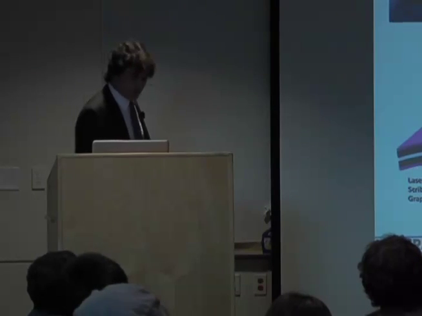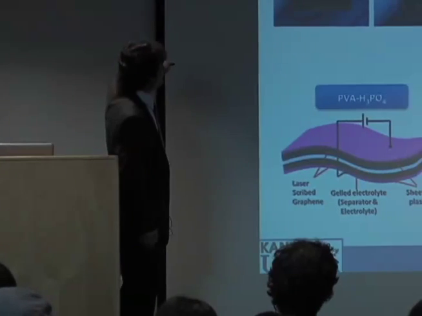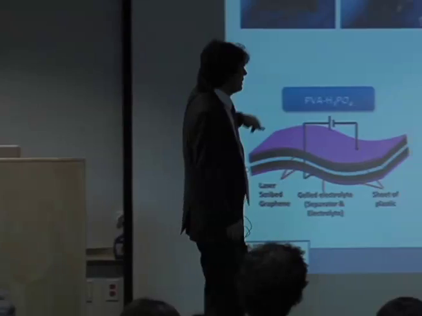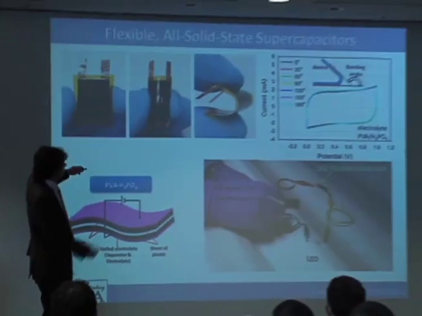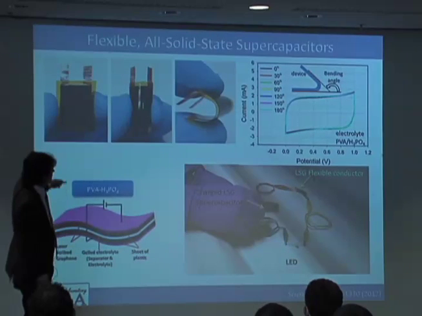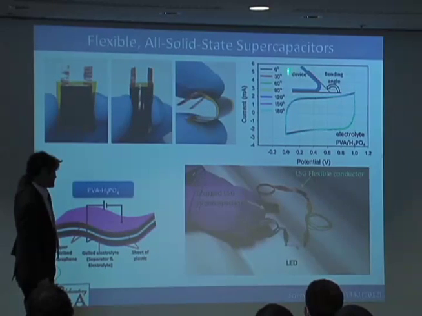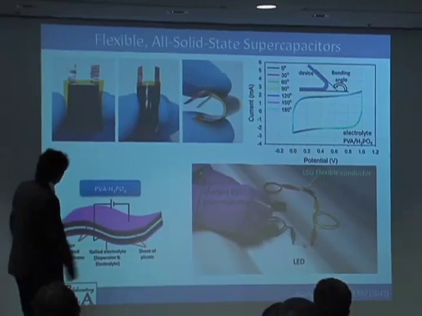Okay. Now, as I said, these are completely flexible. This is a cyclic voltammogram, and we're doing this as a function of bending angle. So we literally bent this, and we're doing the electrochemical experiment. You'll notice that every curve is on top of every other. So it doesn't care if it's bent.